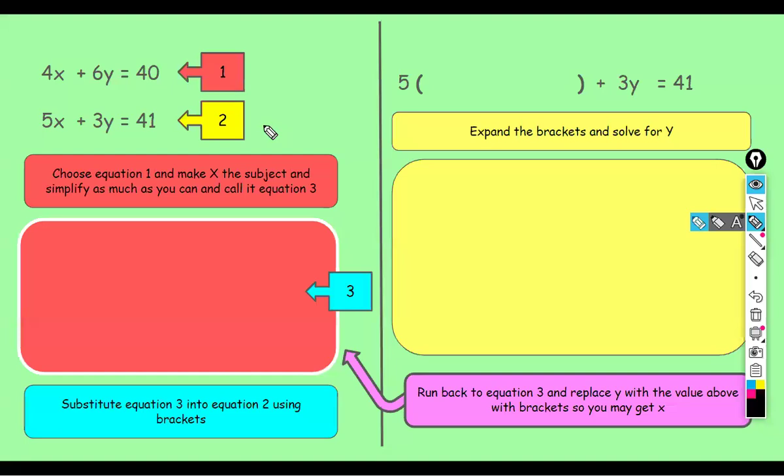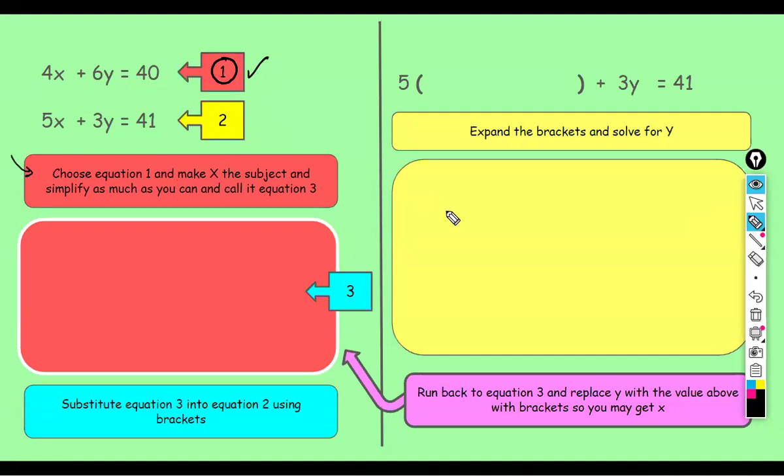The truth is, it doesn't really matter if you choose equation 1 first, and it really doesn't matter if you choose equation 2 first. Your working will look different depending on which one you choose, but here's the magical part. You will get the same answer no matter which one you choose first. But in my class, I always want you to choose which one first? Equation 1. And I have the note here.